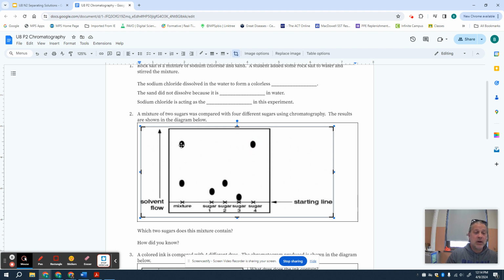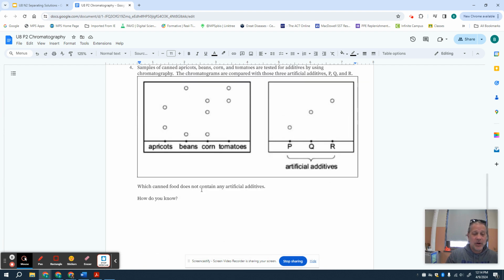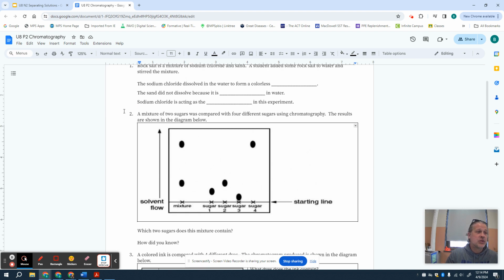In this case, we could say that the sugars contained in this mixture are probably sugar 4, because these 2 marks are at the same height or almost the same height. And for the other sugar, we could probably say that it's sugar 2, because these marks kind of line up. So you're going to be analyzing some chromatographs and identifying what was in the original mixture. That's what you're going to be doing today for your homework, and it really shouldn't take very long, so you should be able to finish that.